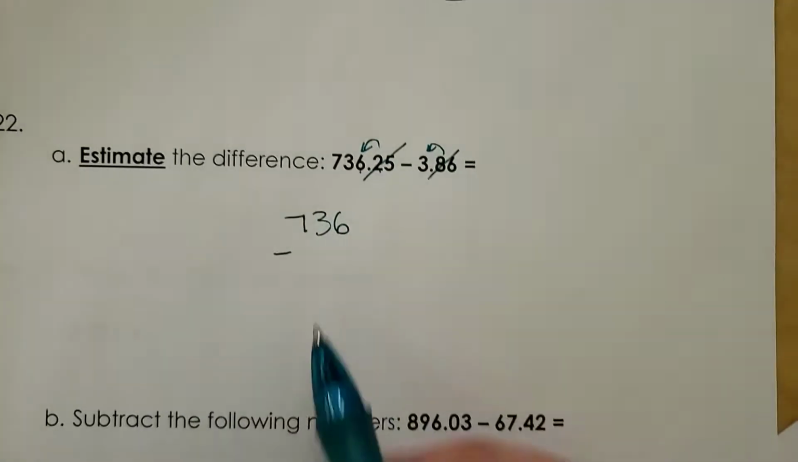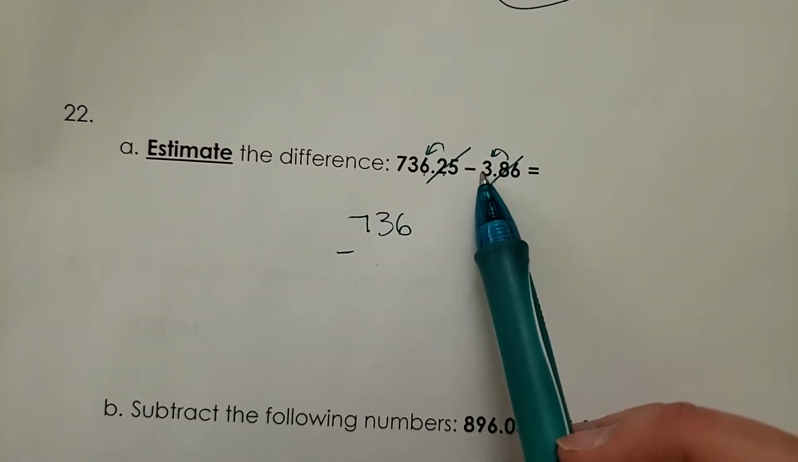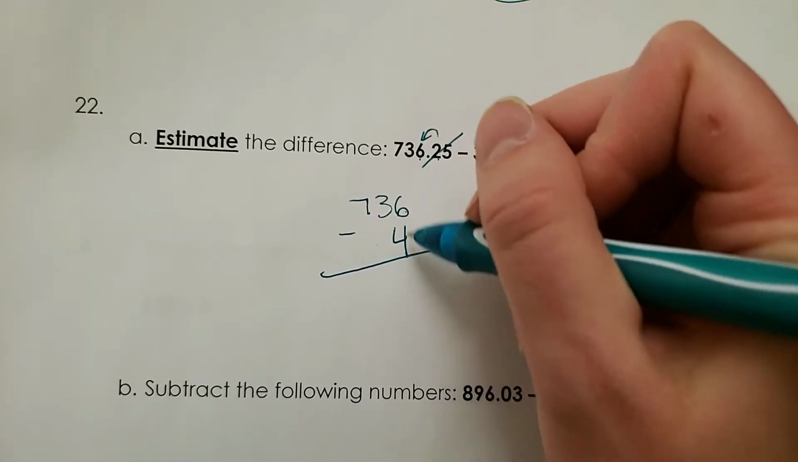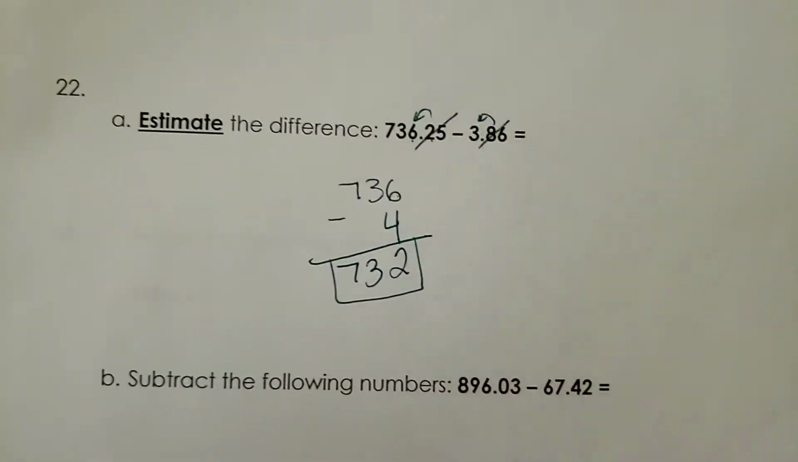736 minus, and I'm going to put it underneath just to make sure. 8 bumps the 3 up to a 4. There we go. And so 6 minus 4 is 2, and then these have nothing to subtract from. So my answer is 732.